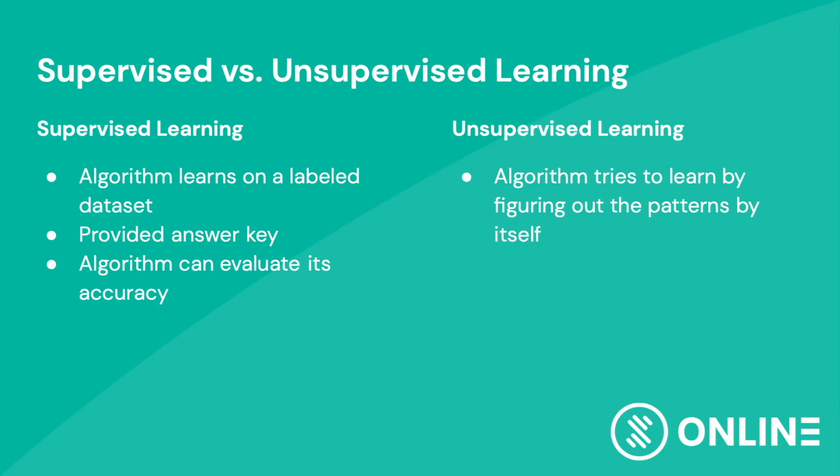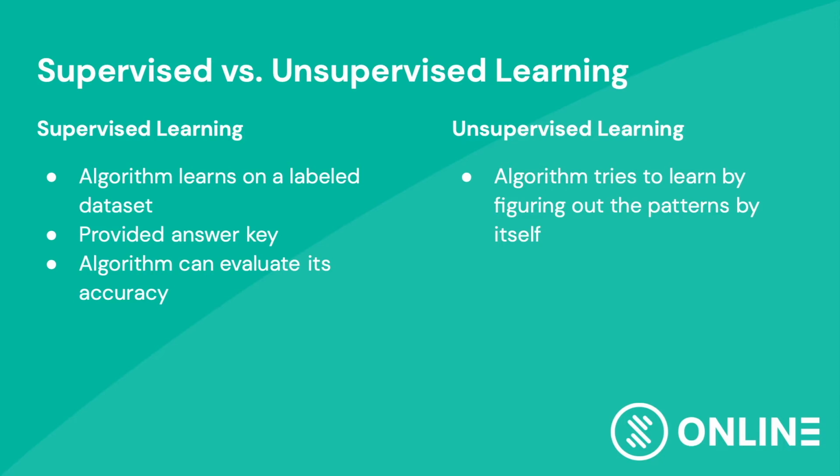So in supervised learning, the algorithm learns on a labeled data set. So we give it inputs and a provided output, right? So what happens is, if it makes a guess, if it says cat or dog, and it makes a guess of dog, we have an answer key to that. So if it does get it right, it'll know that's correct. But say it sees a dog and it calls it a cat. Well, we can tell it, no, that was a dog. And then it will learn based on this, and it can evaluate its accuracy. In unsupervised learning, the algorithm tries to learn by figuring out the patterns itself. It's not given a rule book. It's not given an answer key. It just has to try and figure it out based on lots of learning.